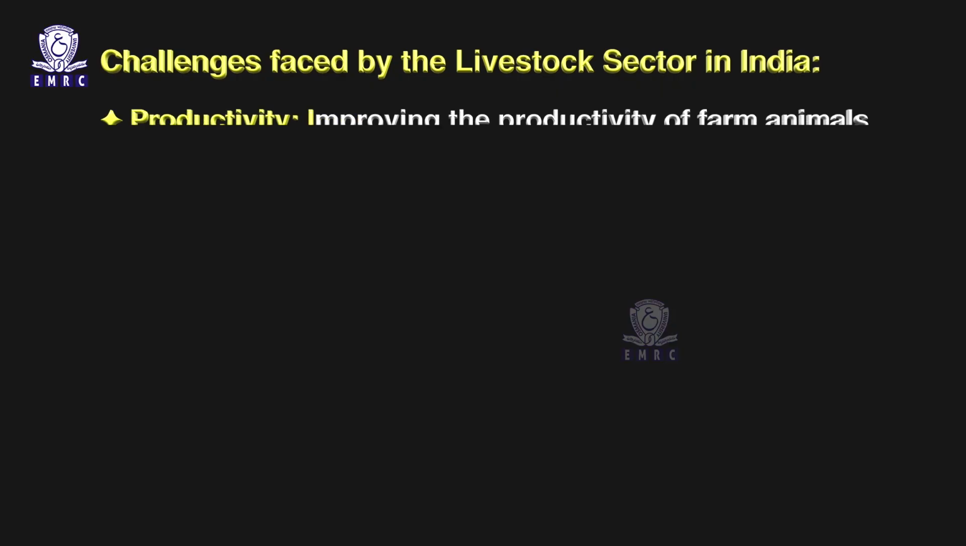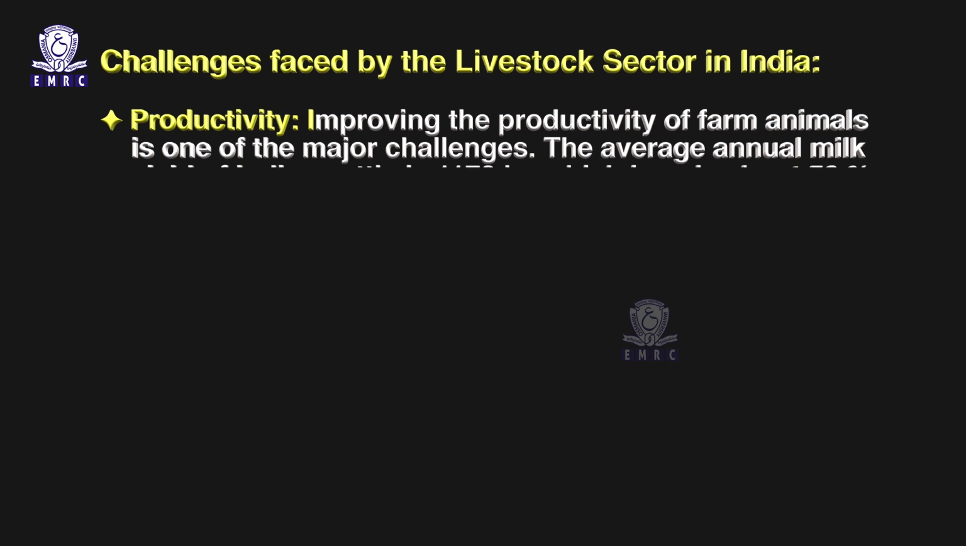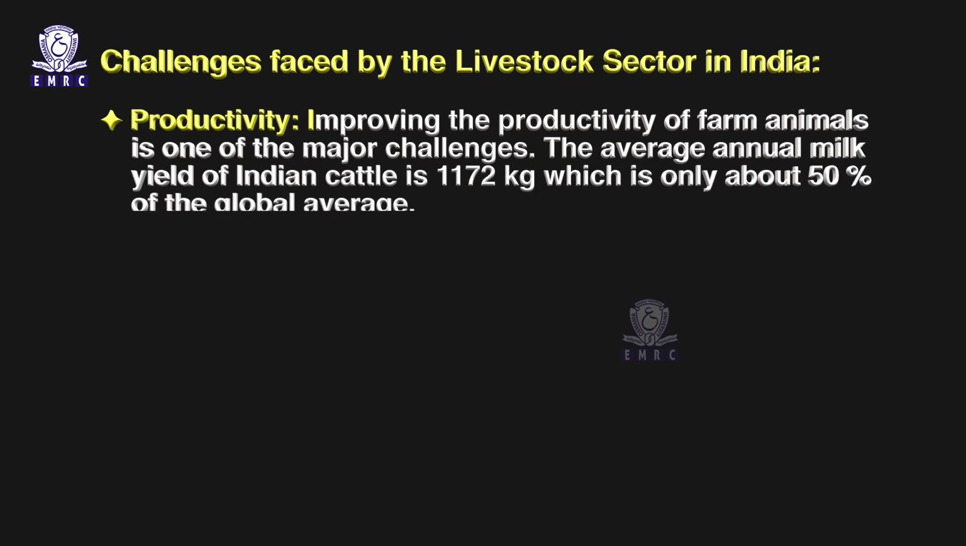Now let's look at the challenges faced by the livestock sector in India. Firstly, productivity. Improving the productivity of the farm animals is one of the major challenges. The average annual milk yield of Indian cattle is 1,172 kg, which is only about 50% of the global average.